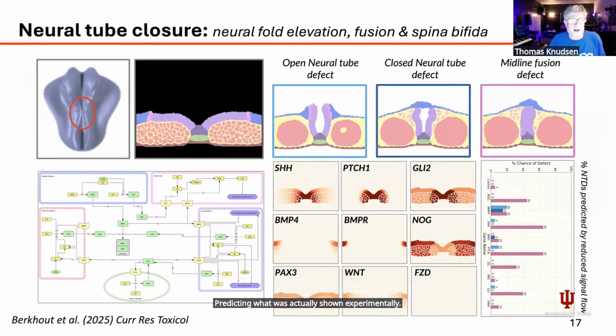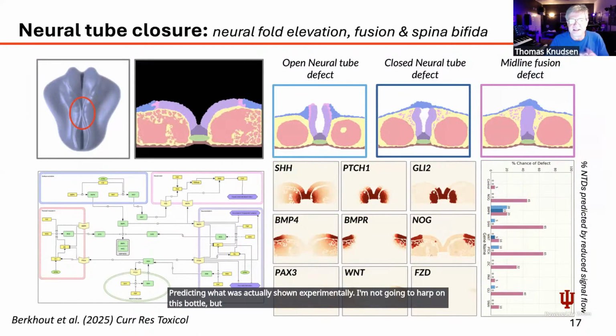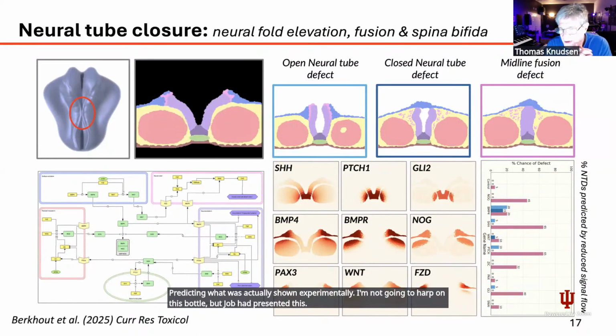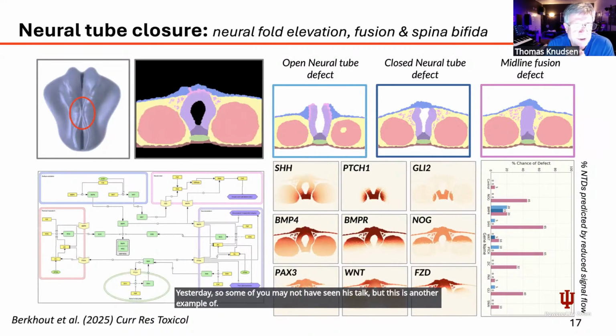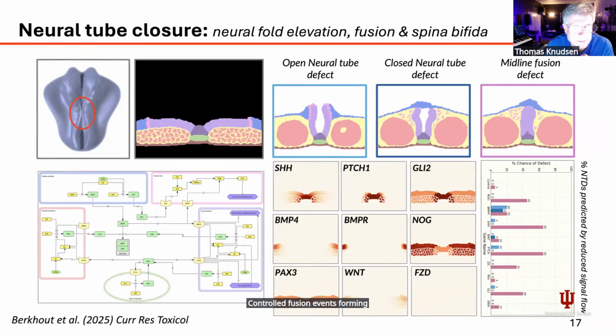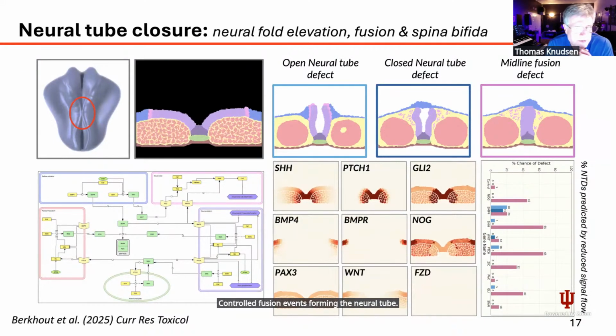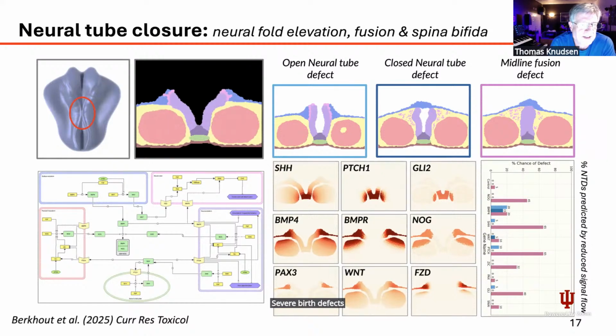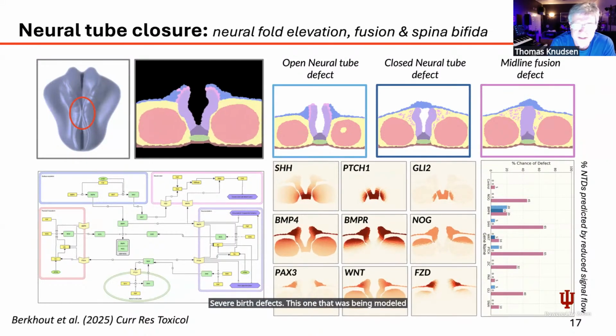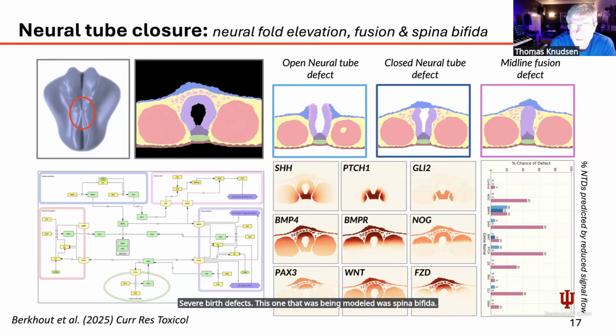I'm not going to harp on this model, but Job had presented this yesterday, so some of you may not have seen his talk. This is another example of controlled fusion events forming the neural tube. Failure of that to occur results in severe birth defects. This one that was being modeled was spina bifida.